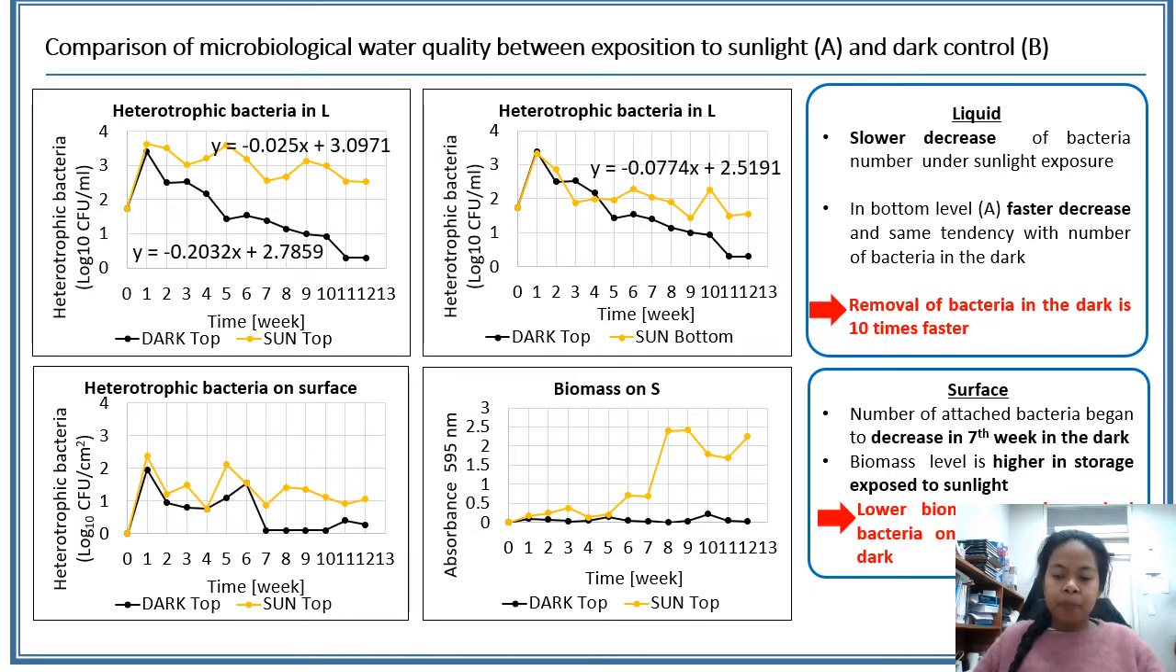On the surface, the number of attached bacteria began to decrease in the 7th week when the water is kept in the dark, and we can also observe that the biomass level is higher in a storage with exposure to sunlight. The lower level of biomass implied that the bacteria kept in the dark doesn't produce much more matrix than the one exposed to sunlight.